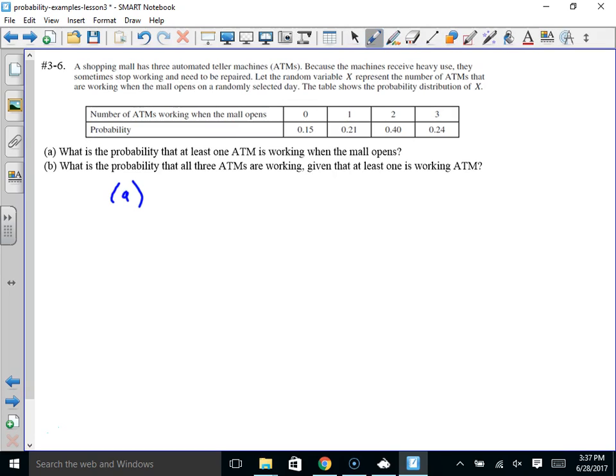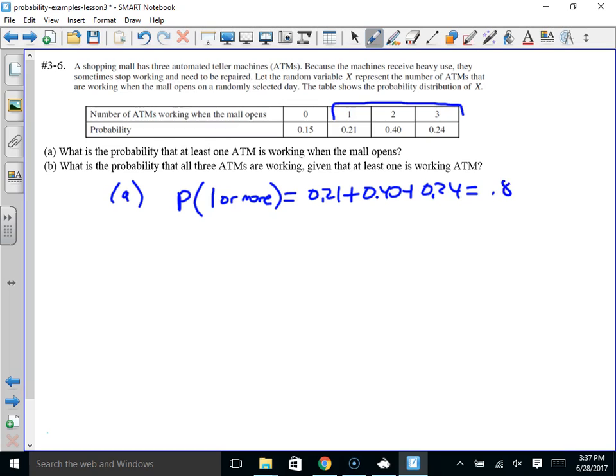Okay, so for part A, at least one ATM would constitute the 1 case, the 2 case, and the 3 cases. So although we haven't formally been shown, we could just add those up, right? It turns out that if there's a 21% chance of 1 and a 40% chance that 2 and a 24% chance of 3, the probability that we have 1 or more is simply the addition 21%, 40%, and 24%, which turns out to be 85%, right? Yeah, 85%. Technically, we haven't learned that yet until the next video, but I think it's obvious in this case that we're going to add those probabilities.